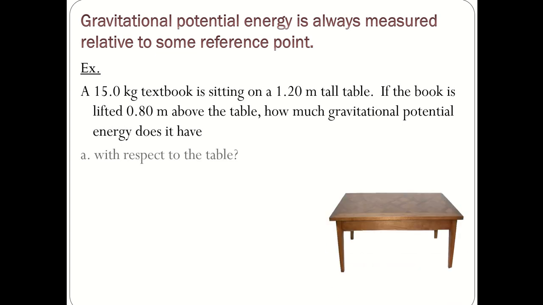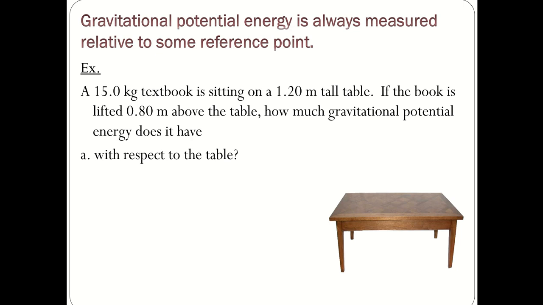We have this 15 kilogram textbook, let's say it's a giant encyclopedia or something like that, and it's sitting on a 1.2 meter table, and if the book is lifted 0.8 meters above the table, how much gravitational potential energy does it have? So are we talking about it with respect to the tabletop or with respect to the floor? So we can do two calculations. First, let's figure out the potential energy of this book with respect to the tabletop. So maybe this is like some sort of a lab bench or something.